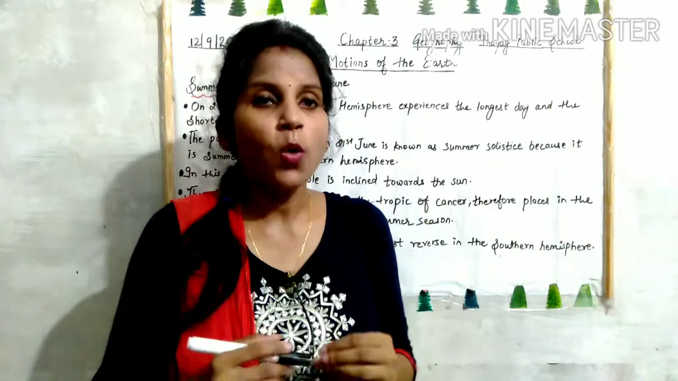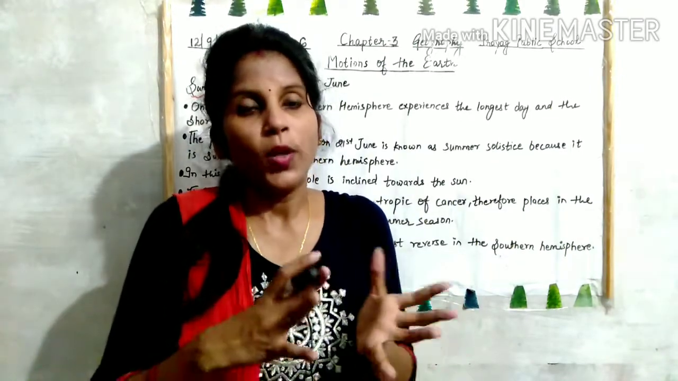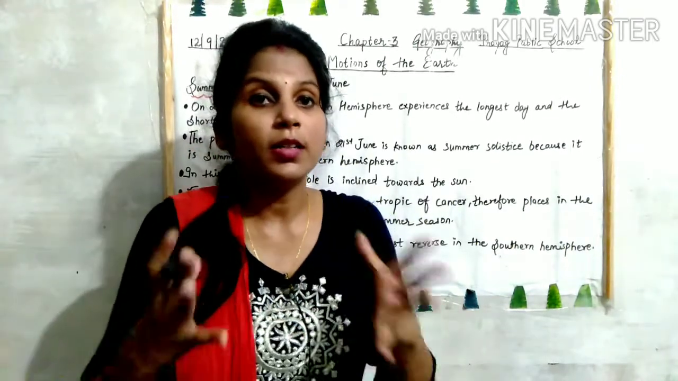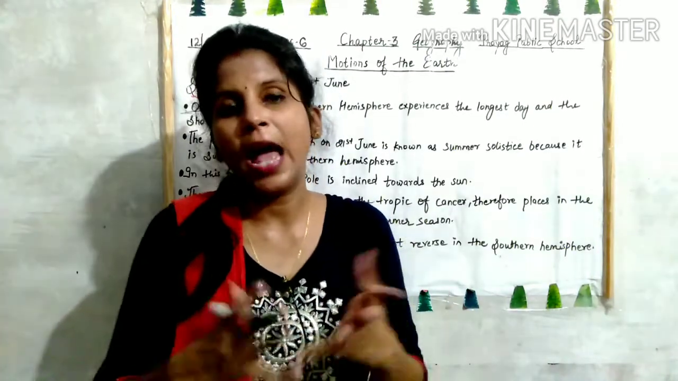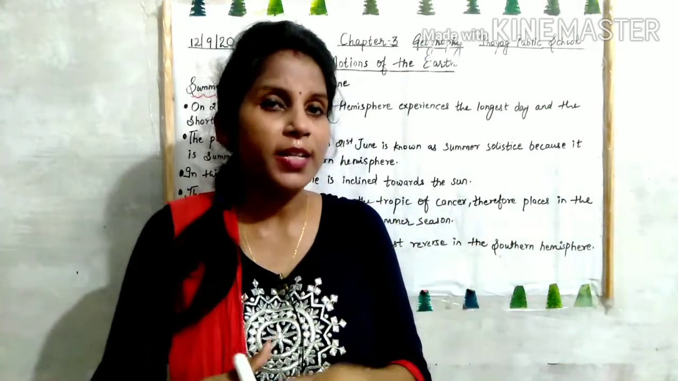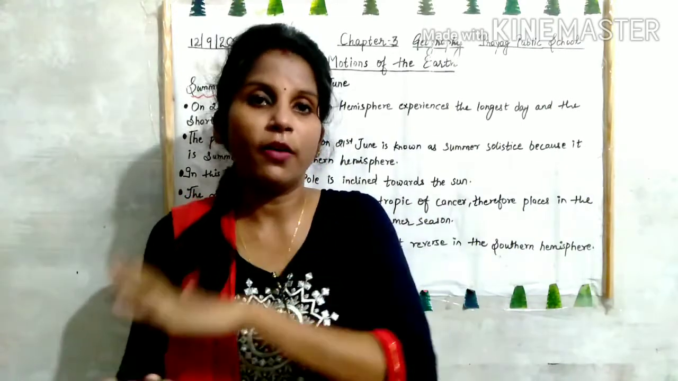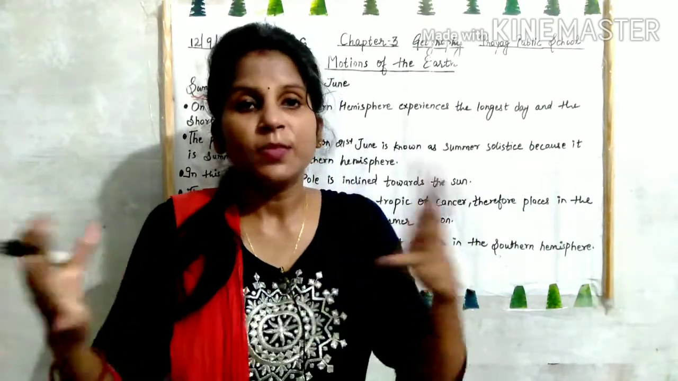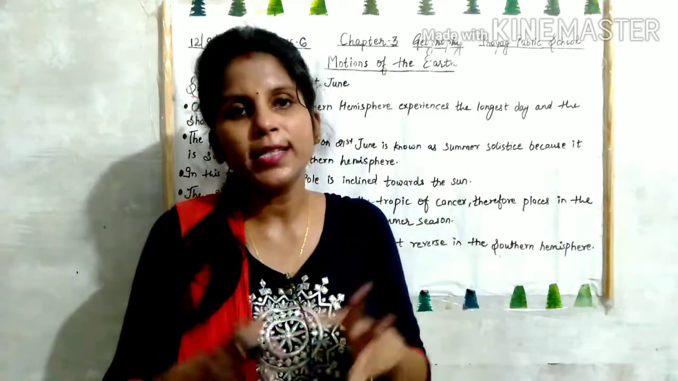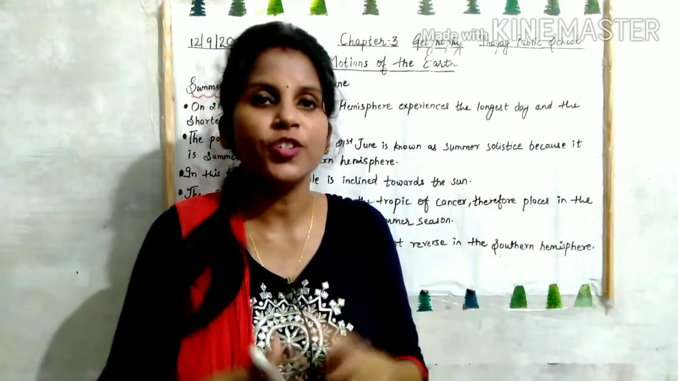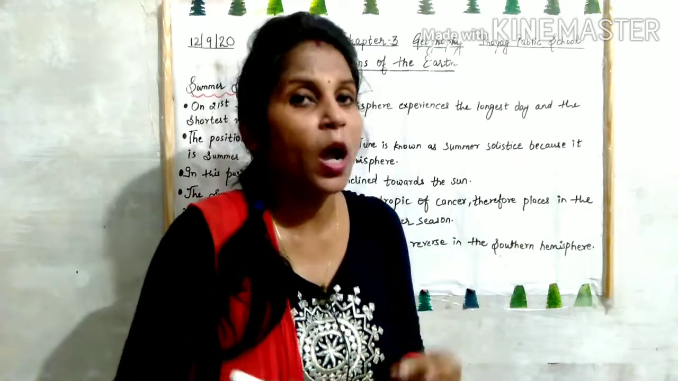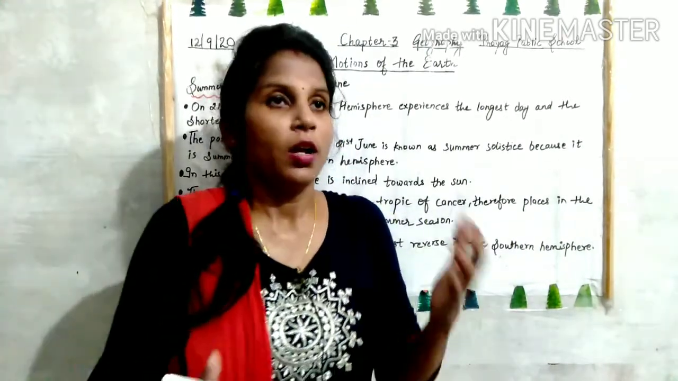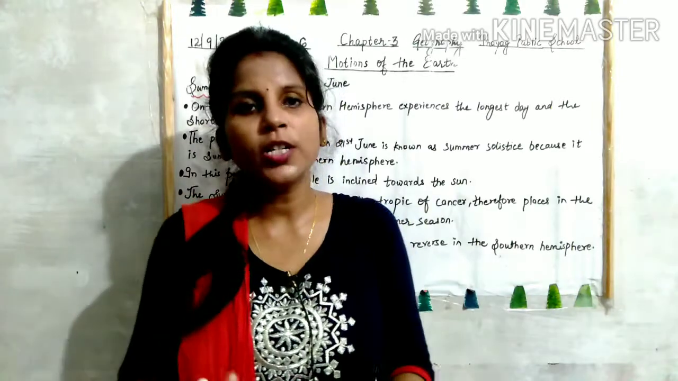Now what is aphelion? When the distance between the earth and the sun is maximum, it is called aphelion. Ap means away and helion means sun. When the sun is away from the earth, at its maximum distance, it is called aphelion, and it occurs on January 4 every year.